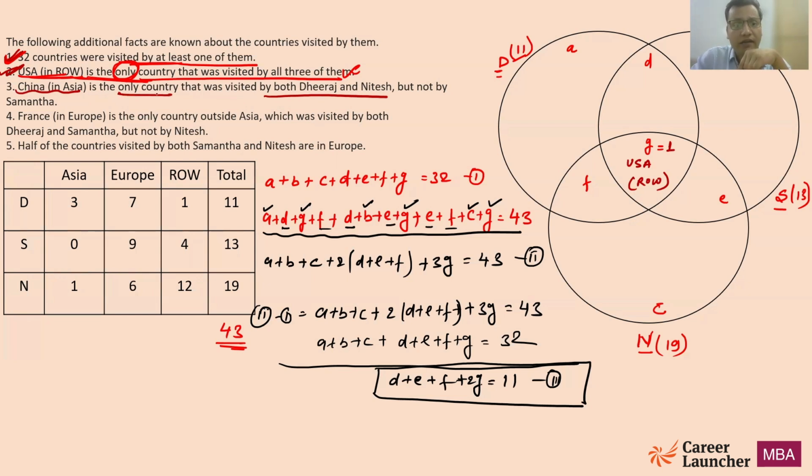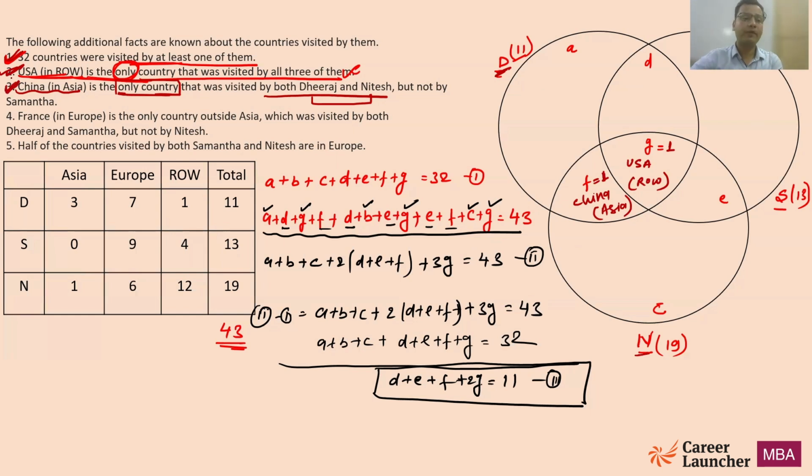Again, this "only country" is very important, guys, because that shows this is the only country which is visited by both Dheeraj and Nitesh, not Samantha, only Dheeraj and Nitesh, right? So here we have Dheeraj, we have Nitesh, the combination. So can I say this F is also equal to 1, which is China, and China is in Asia. I'll write it. This is Asia, right? And from this, we are done with this third statement.